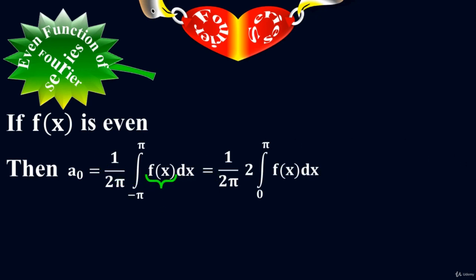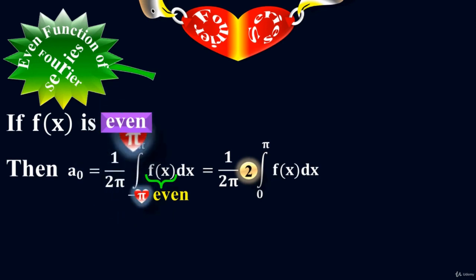If the function f of x is even, then this is going to be the formula for the coefficient a sub naught. Why did I put 2 here? It is just to remove the limits from minus pi to plus pi and to make it from 0 to pi. Therefore I'm going to multiply it by 2.